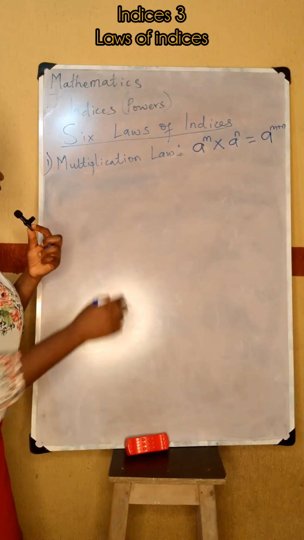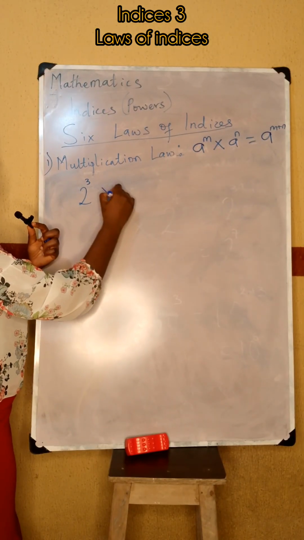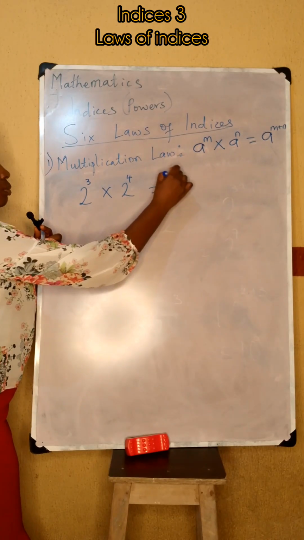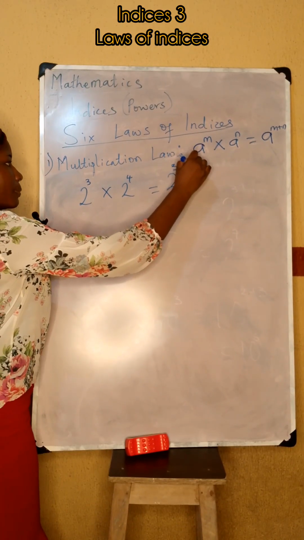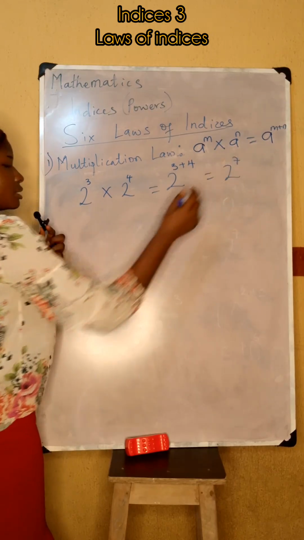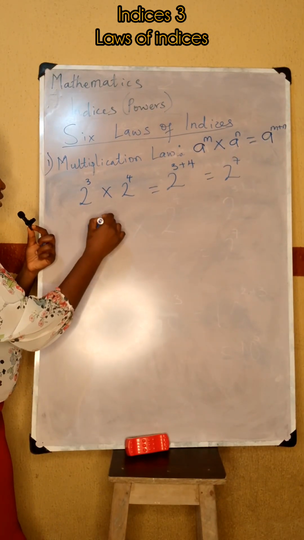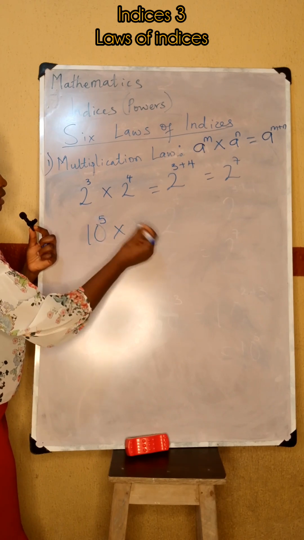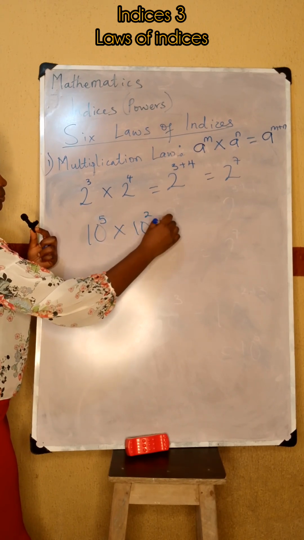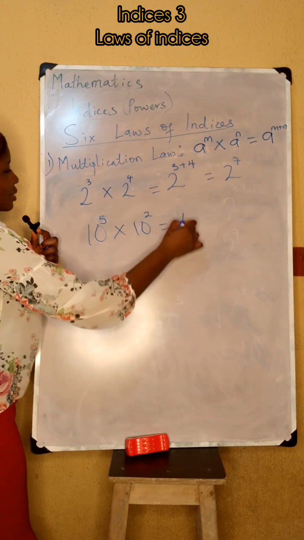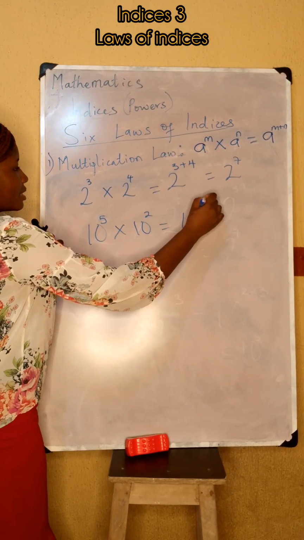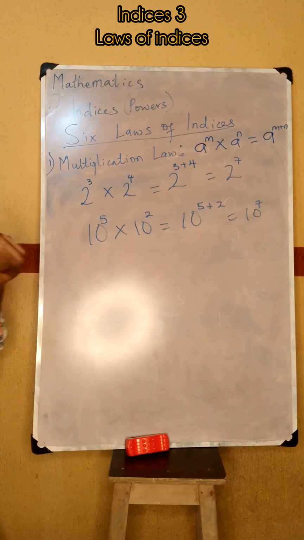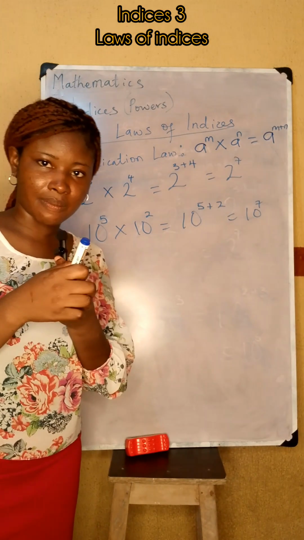Let's use examples to explain this. If I have 2 raised to power 3 times 2 raised to power 4, their bases are the same. So we pick one base, then the powers, we add them up. So this is 2 raised to power 7. Another example, 10 raised to power 5 times 10 raised to power 2. The bases are the same. We pick one base and add their powers. So that will be 10 raised to power 7.